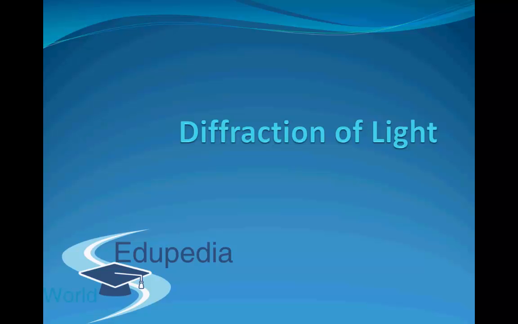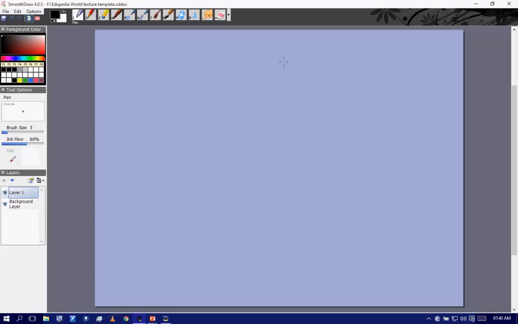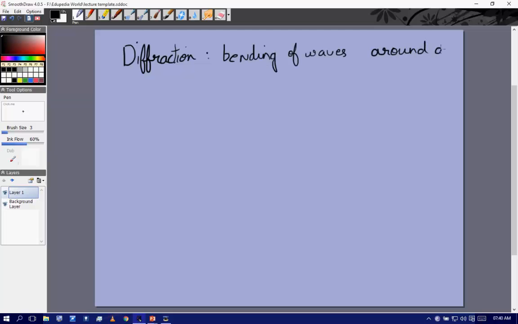In the previous video, we started learning about the wave properties of light, namely interference, and in this video, we learn about another property which is solely exhibited by waves, and that is called diffraction. Now the proper definition of diffraction is that it is the bending of waves around a corner when obstructed.